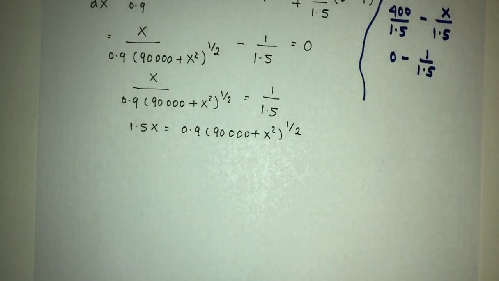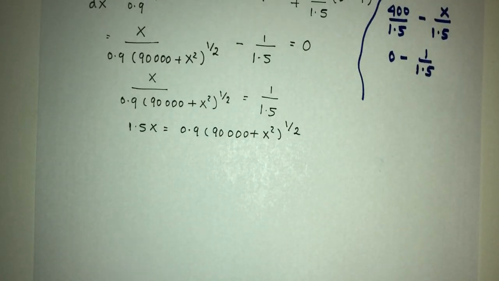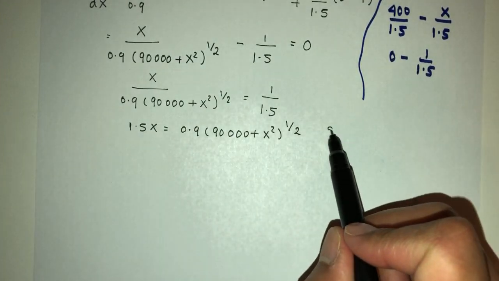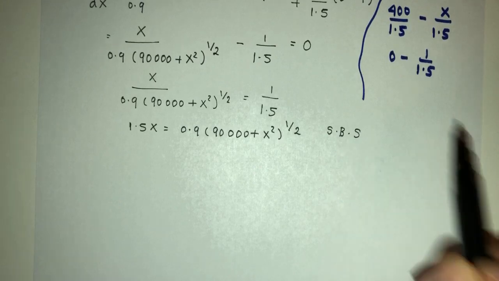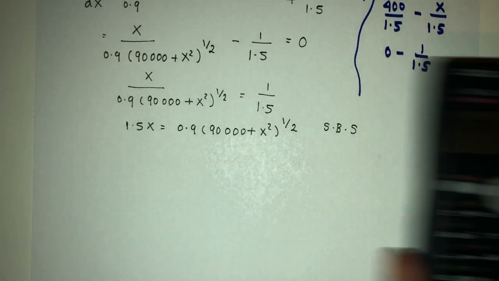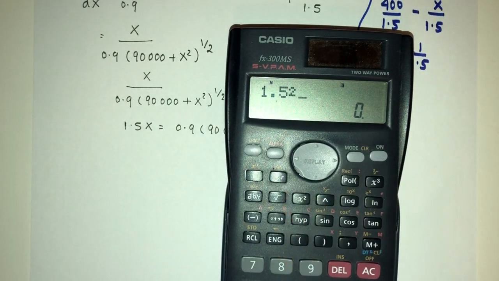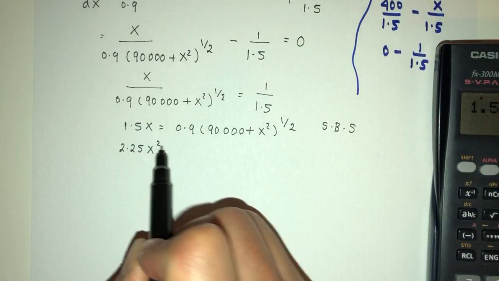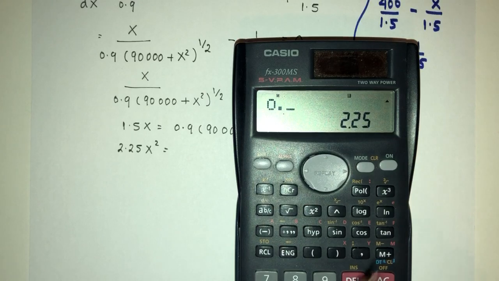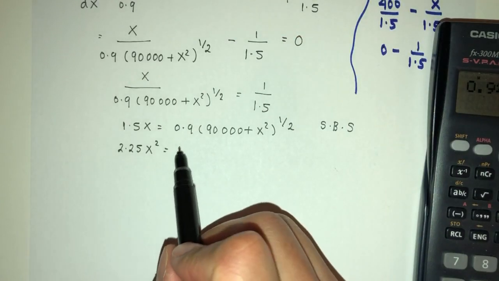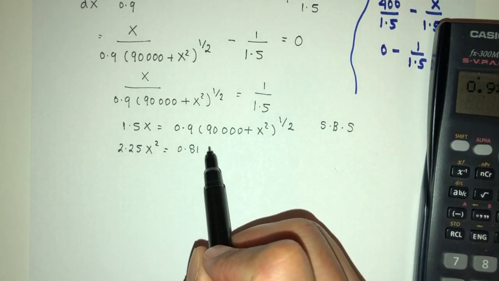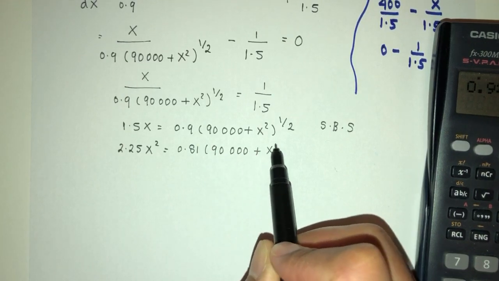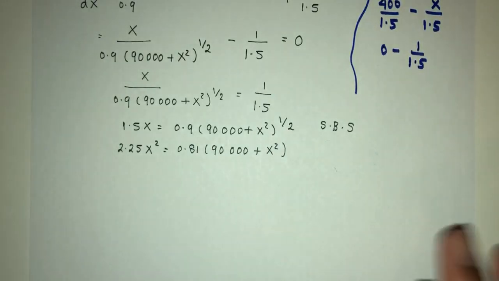Okay, so what else can we do? As you can see here, we have power half. Let's square both sides. You will have, what is 1.5 squared? 1.5 squared will be 2.25, that will be x squared. 0.9 squared will be 0.81, and this will become 90,000 plus x squared, because that will become 1, right?